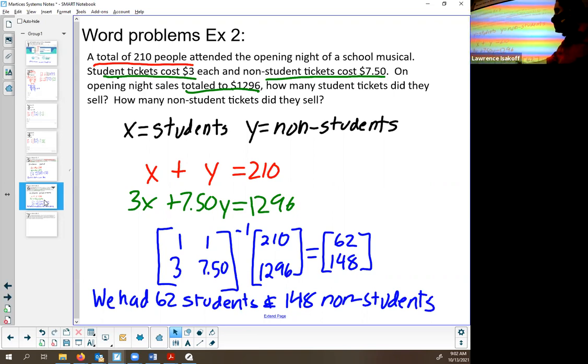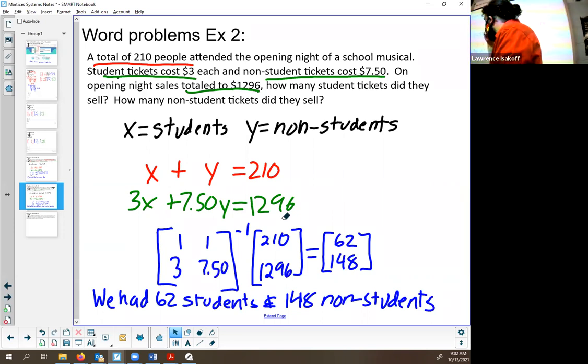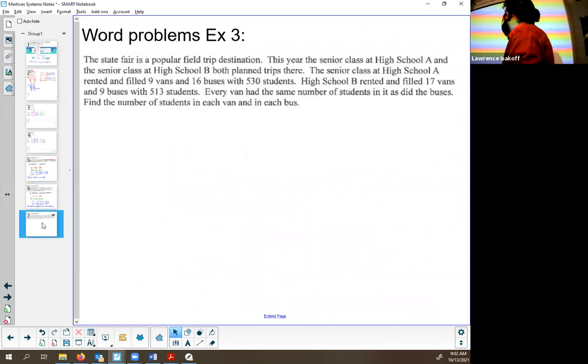So this is a very simple example with small numbers. If I did an example like that, the numbers would be huge because, you know, opening weekend, millions of people are going to see a movie, right? So this number 210 would be in the millions. They're making hundreds of millions in sales, so this number would be huge too, but that's a very similar idea there. Let's look at our final example here.